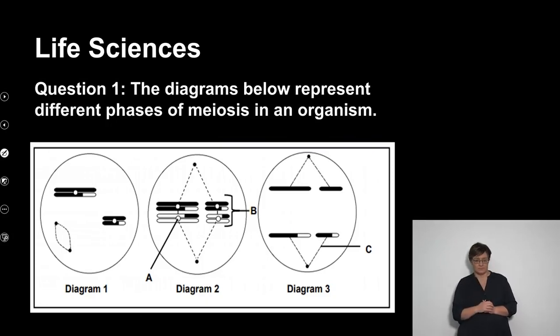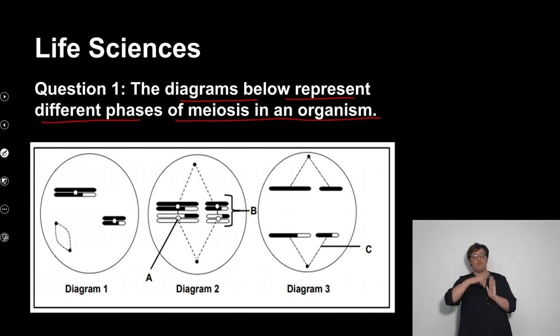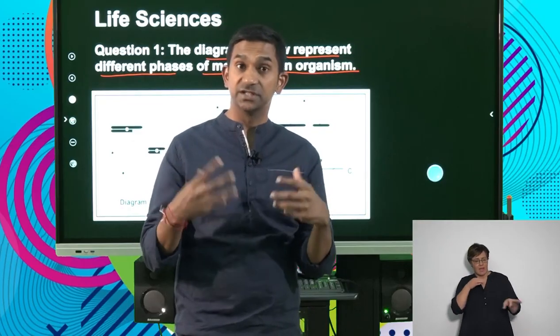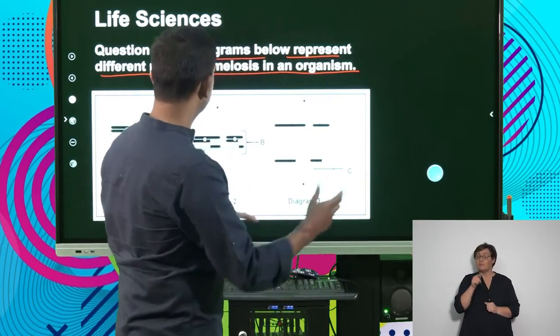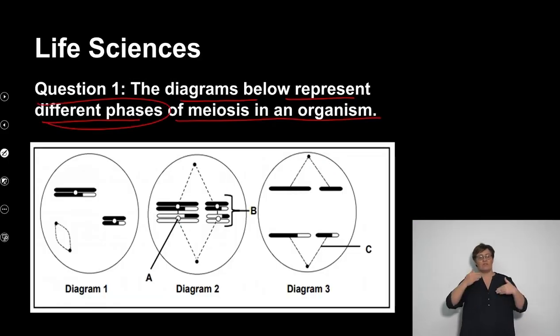Question 1. The diagrams below represent different phases of meiosis in an organism. It's important that when you have a diagram that you read the heading. The heading often gives you a description of what is happening. And here in this diagram, it tells you different phases of meiosis. Let's recognize the fact that in meiosis, we have different phases, and these may not necessarily be in the correct sequence. Right, so let's move into that.